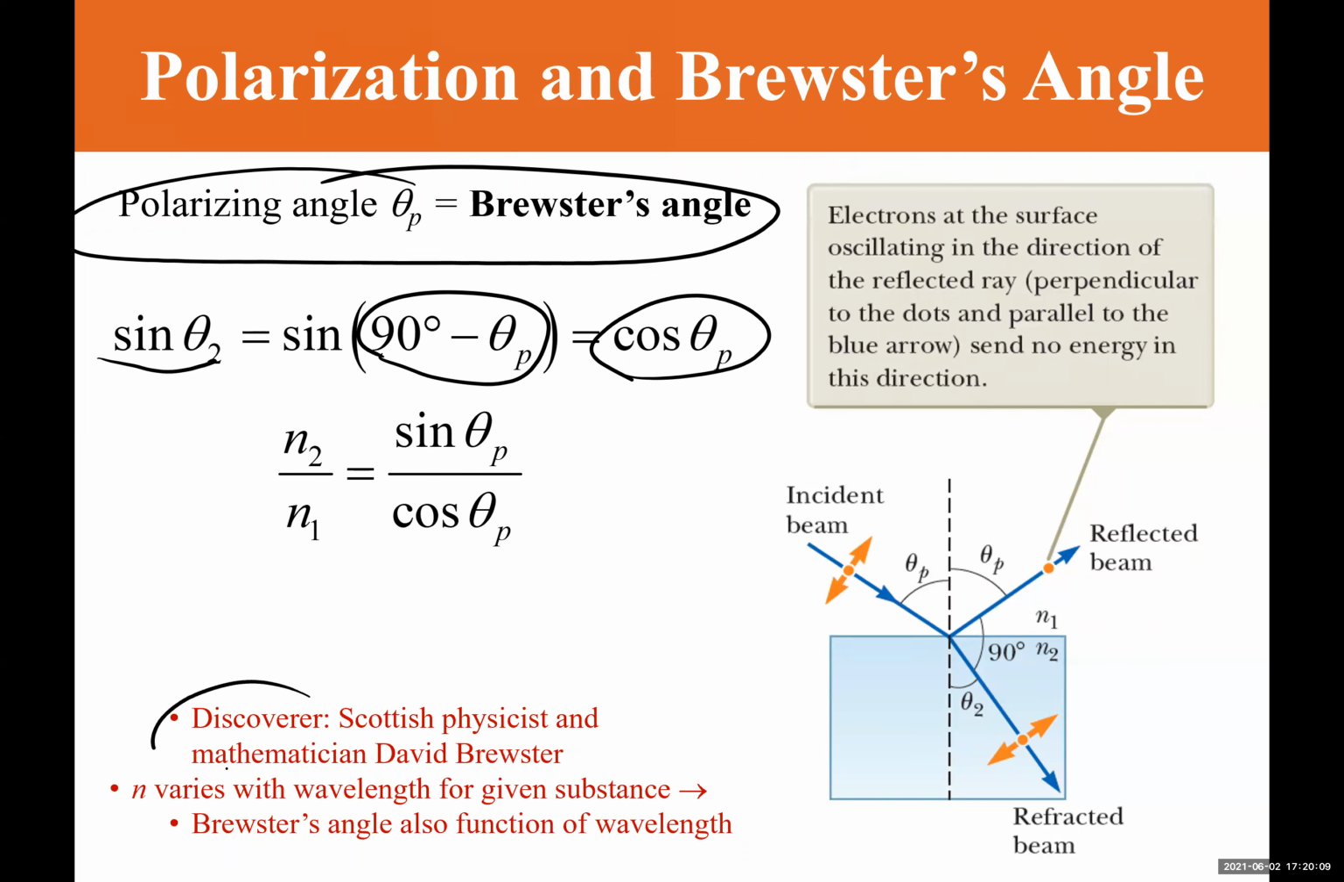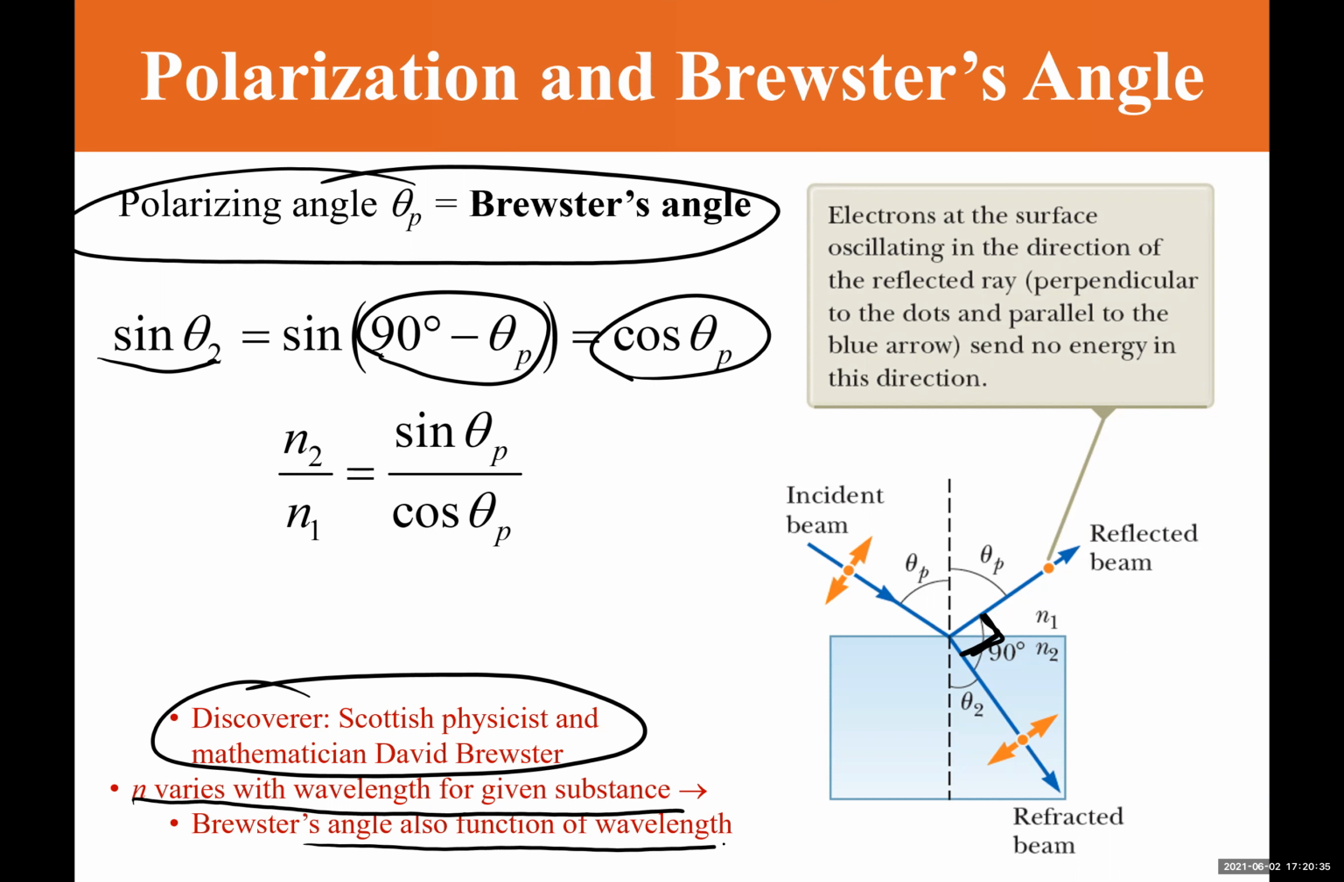Okay. The discoverer is the Scottish physicist and mathematician David Brewster, so we call this angle theta p Brewster's angle. That means Brewster's angle is when the reflected light is completely polarized, and it happens when the reflected and refracted lights are perpendicular to one another. Right. Note that n varies with wavelength for a given substance, so Brewster's angle is also a function of wavelength. We know from the previous equation that n equals the wavelength in vacuum over the wavelength in that medium.